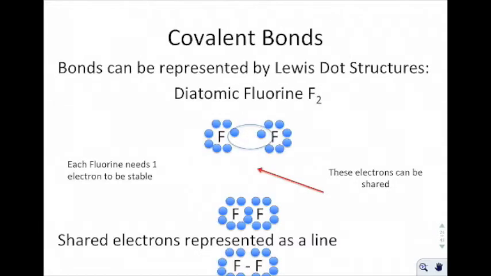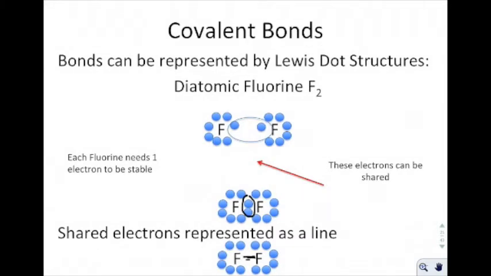So next it says covalent bonds. It says the bonds can be represented by the Lewis structure. You see diatomic fluorine. So whenever you share these two electrons, instead of representing the two shared electrons, we actually draw them as a line showing that it's a bonded pair of electrons. So that line represents electrons that are shared between the two atoms.